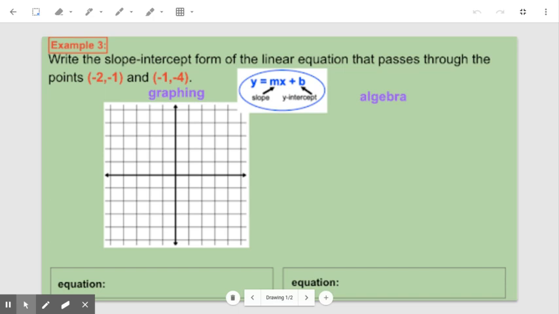Hi guys, Miss Mac here again, going over example 3. Hopefully you're getting the hang of this by now. I am going to go over the graphing and the algebraic ways to do this.